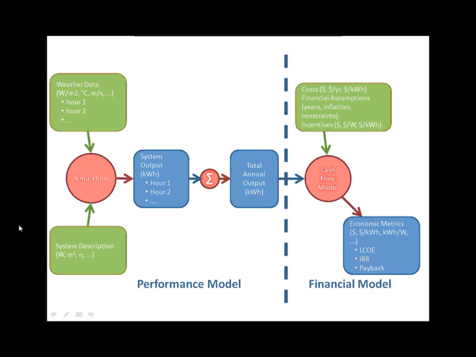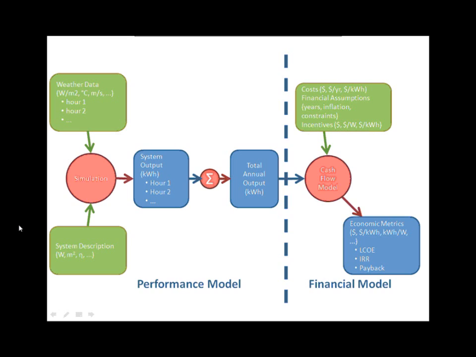It also outputs some intermediate variables. So if you're interested in looking in more detail at how the system is operating, you can see, for example, the energy output at different points of the system, perhaps coming out of the solar array for a PV system, or coming out of the solar field for a concentrating solar power system. But the primary output of the simulation engine is the electric kilowatt hours for each hour of the year.